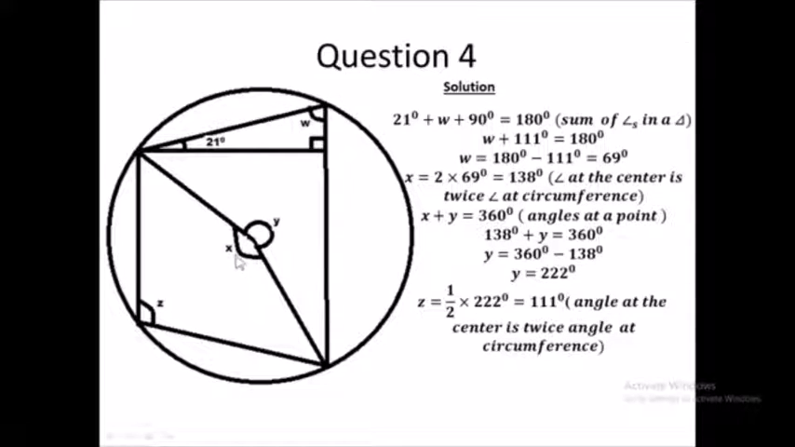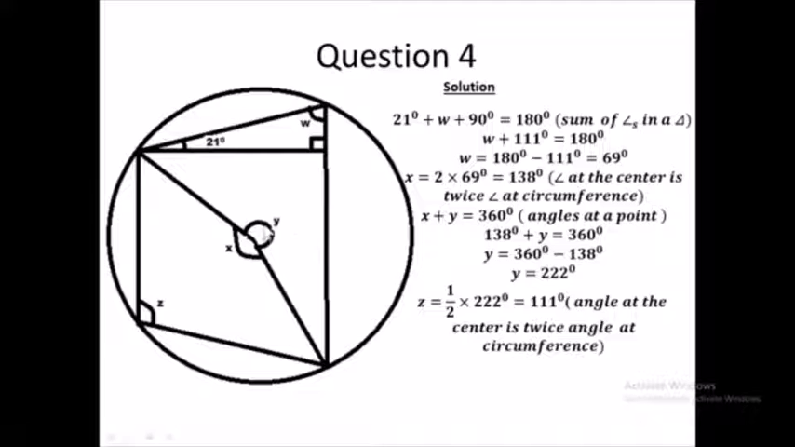We also know that our angle X here plus angle Y here will give us 360 degrees, the reason being that this is the angle at a point. And that's what we're having here: our X is 138, plus Y equals 360 degrees. And from here, you can find our Y to be equal to 222 degrees.